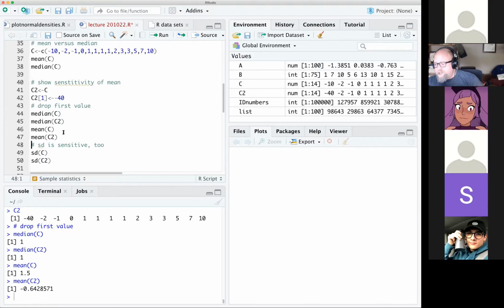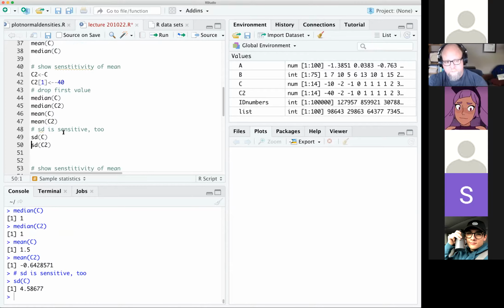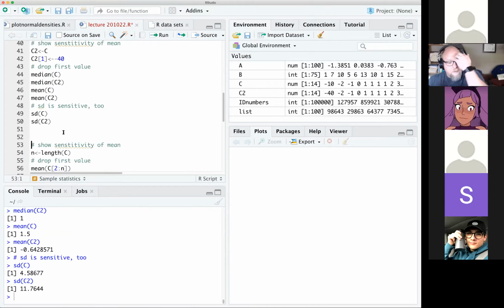And because the standard deviation is the mean of your variances, or the square root of the mean of the variances, that is, a standard deviation is a mean, it too is sensitive. It's a sensitive statistic. So the standard deviation of the original set is 4.5. The standard deviation of the modified set is now 11.8. That's a huge change just by changing 1 point in the data. So remember, the mean, though easy to calculate, is a sensitive statistic. The median, a little harder to calculate because you got to sort and count. It's not sensitive. We might say it's insensitive.